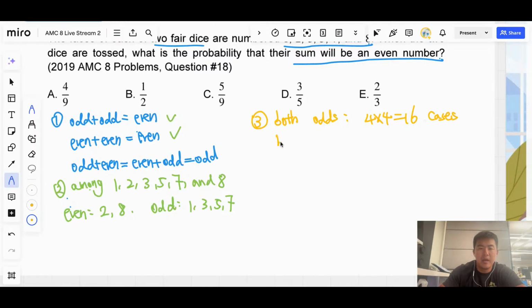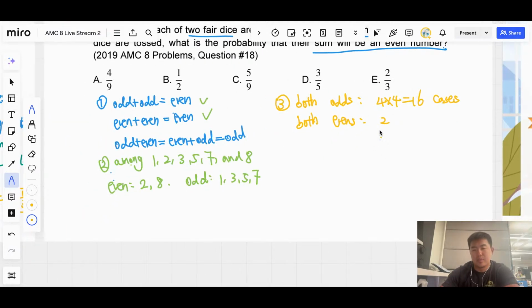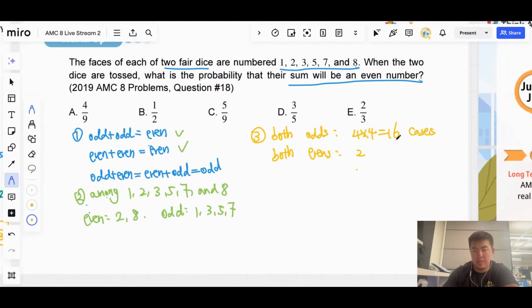Now, same idea. Let's think about when the numbers on both sides are even. Since only 2 out of 6 numbers are even, it's 2 times 2, right? Let me zoom in a little bit. So 2 times 2 is equal to 4. Okay, so 16 plus 4 is 20. We are only interested in those 20 cases. All the rest are not even, right? We're only looking for the even outcome. So we are good for the events of interest.